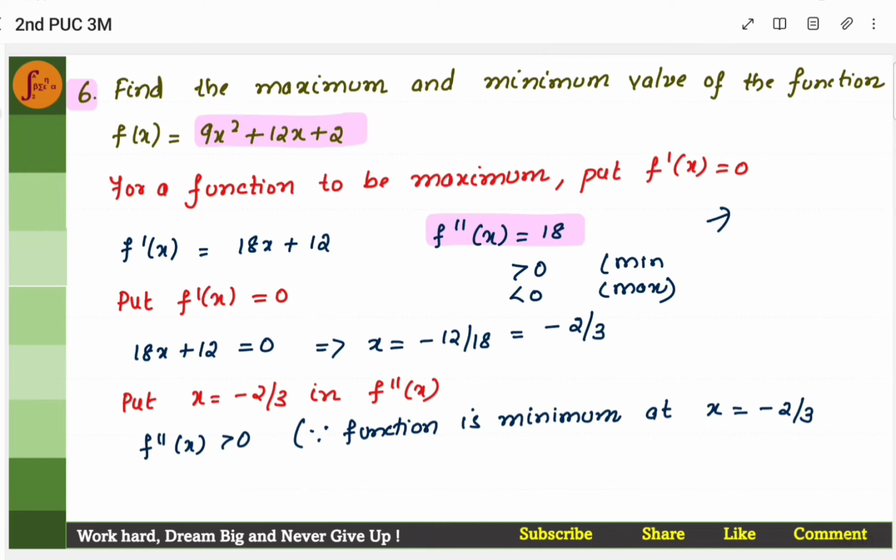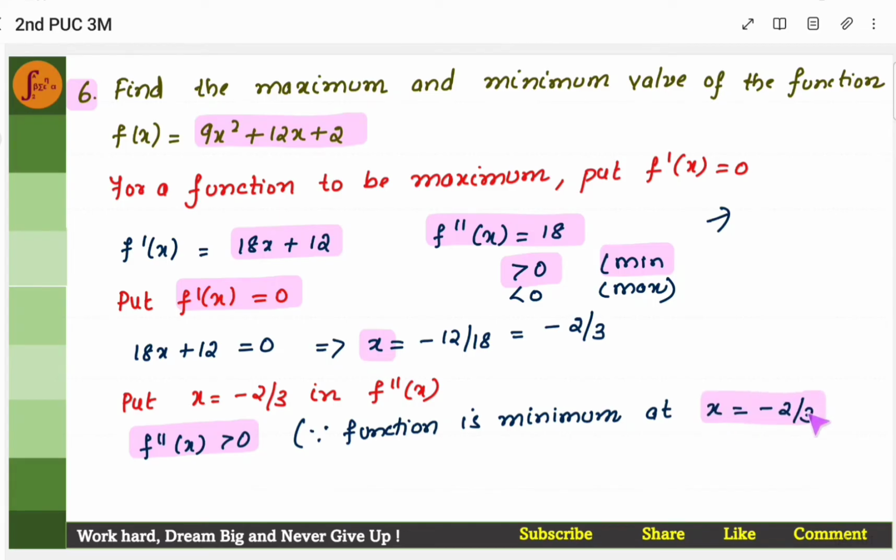Now you'll have to take the first order derivative, differentiate this function once, you'll get this one, equate it to 0. Once I equate it to 0, I can find the value of x. Always we have to find the value of x. Once we find the value of x, then we'll have to find the double derivative. Here the double derivative is 18. 18 is greater than 0. Since it's greater than 0, it's minimum. We call the function minimum.